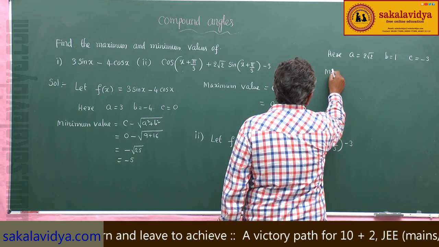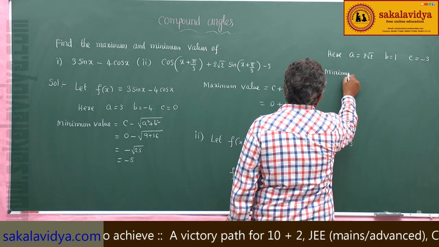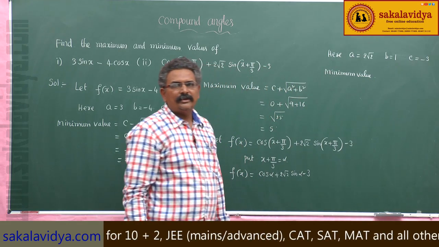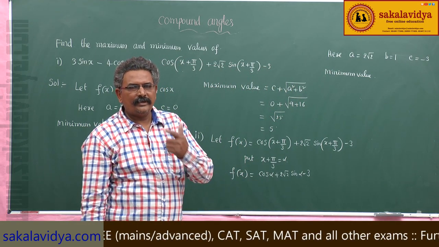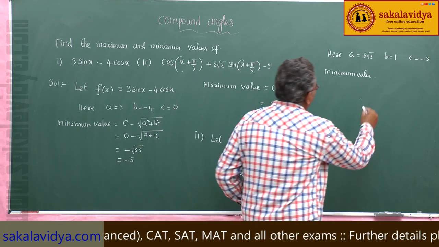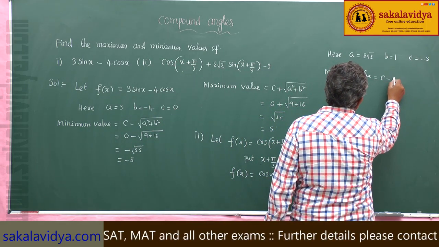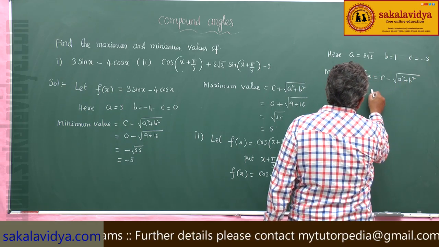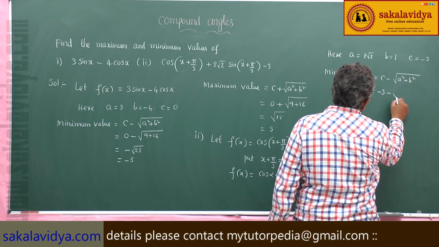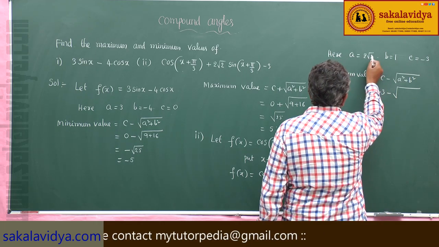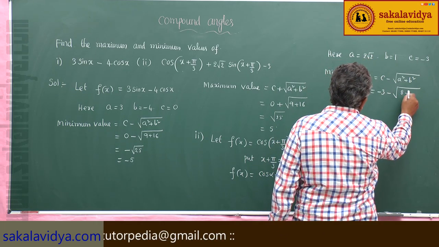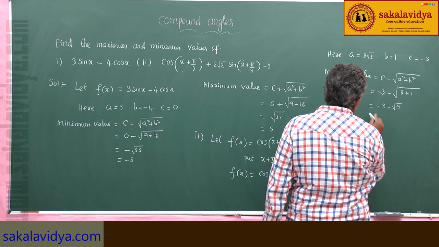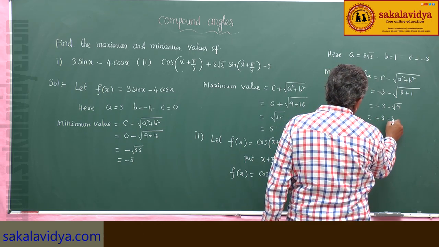Minimum value. What is the minimum value? Minimum value is equal to c minus root of a square plus b square. So, minus 3 minus root of a square is 2 root 2 square, 8 plus 1, minus 3 minus root 9, minus 3 minus 3, minus 6.